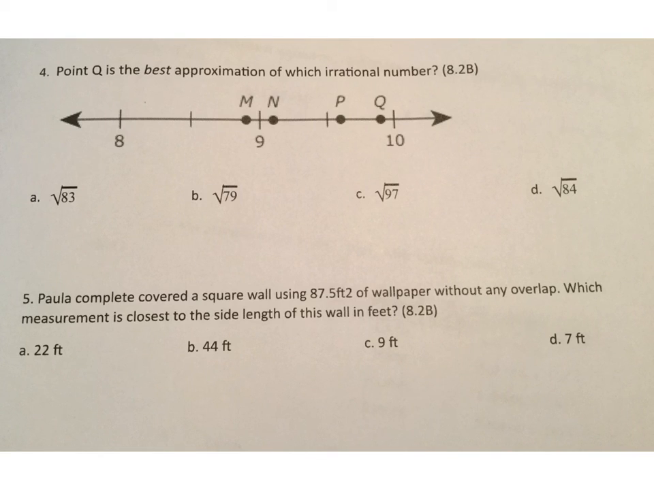Number 5, Paula completely covered a square wall using 87.5 square feet of wallpaper without any overlap. Which measurement is closest to the side length of this wall in feet? A, 22 feet, B, 44 feet, C, 9 feet, D, 7 feet. Press pause.